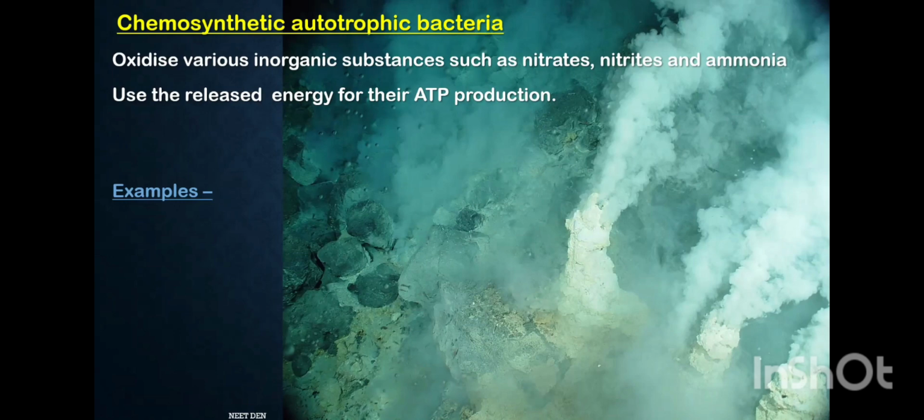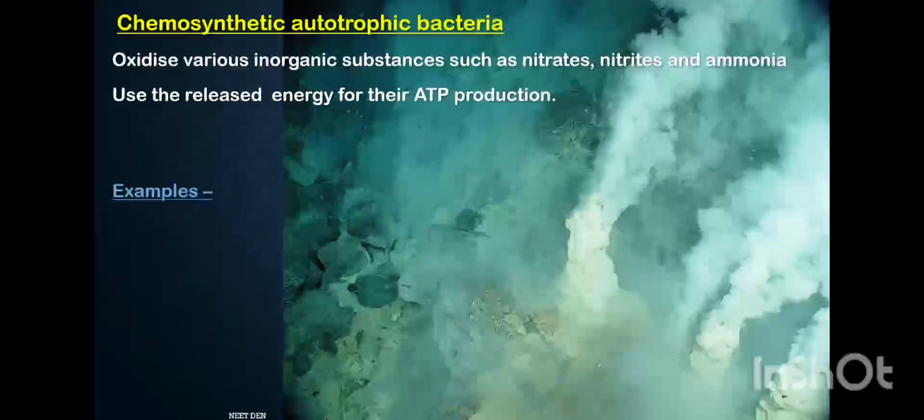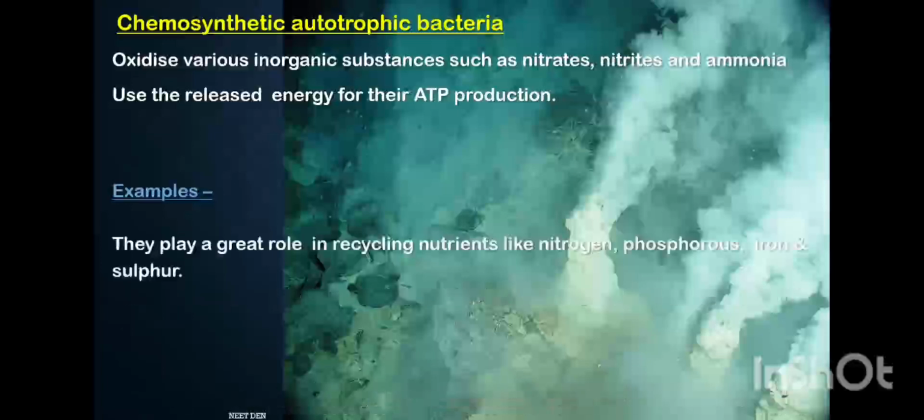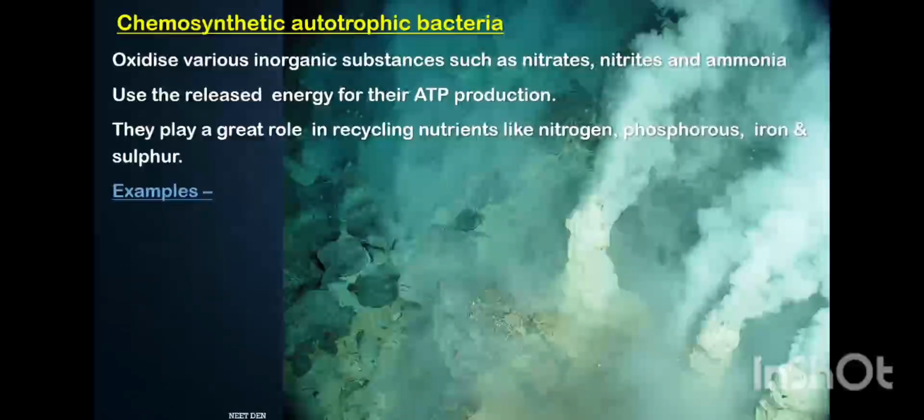So you can see in this picture, there are some thermal vents which are under the ocean. And these chemosynthetic autotrophic bacteria very commonly are present in and around these thermal vents because many minerals are present in and around these thermal vents. They play a great role in recycling nutrients like nitrogen, phosphorus, iron, sulfur, etc.